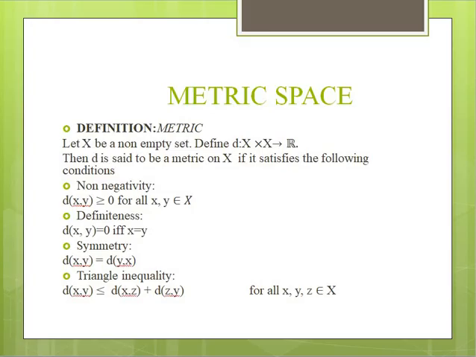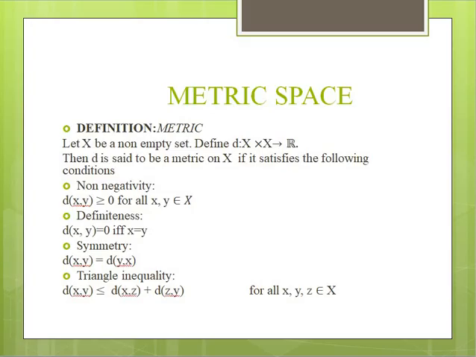For a metric space, we choose X as a non-empty set, defining d from X cross X to R. Then d is said to be a metric on X if it satisfies the following conditions. There are 4 conditions actually. First, the non-negativity condition: distance between x and y is always greater than or equal to 0 for all x, y belongs to X.